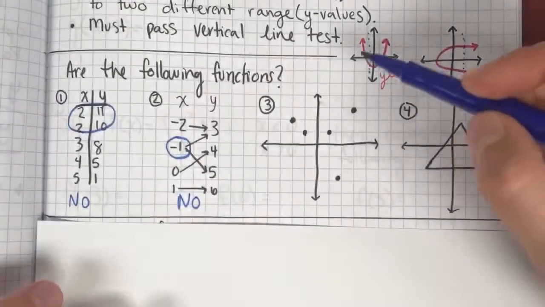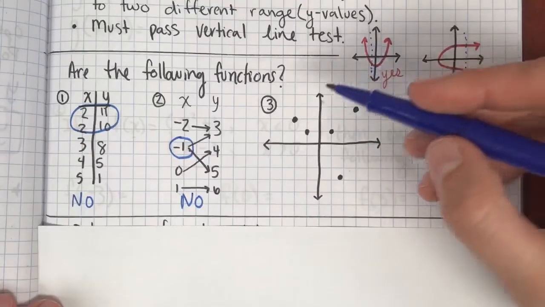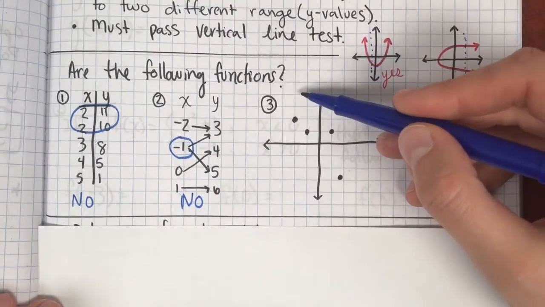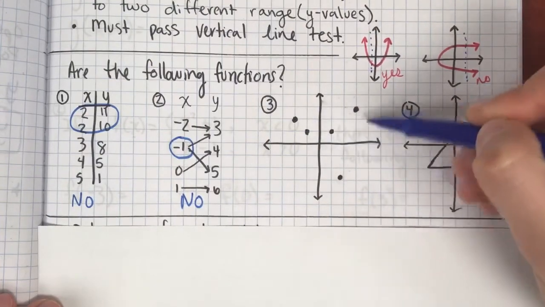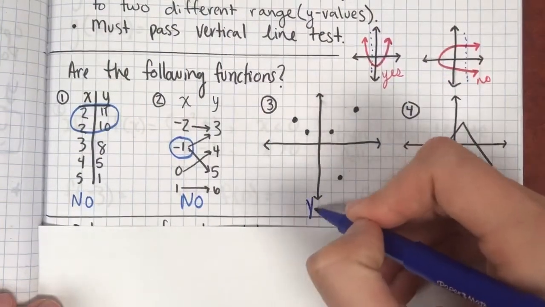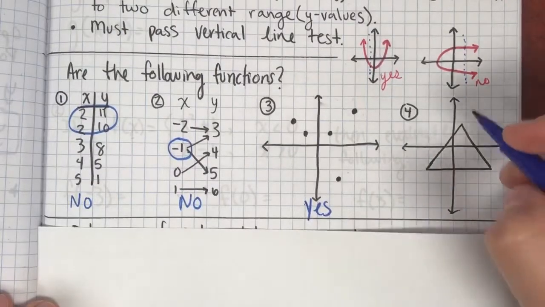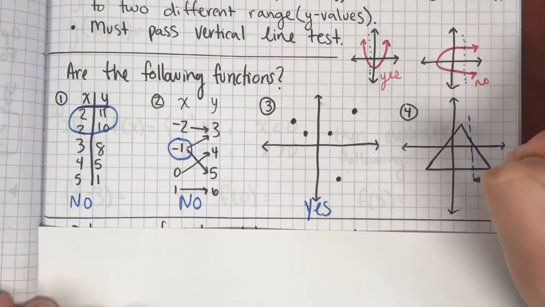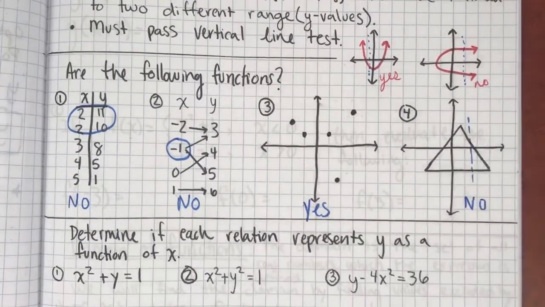For number 3, does this pass the vertical line test? This is where we can look at when we're using graphs. So I don't see any x values that repeat here, so yes, this is a function. And for number 4, this does not pass our vertical line test, so it is not a function.